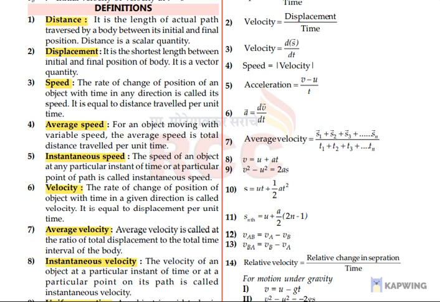Next, instantaneous velocity. The velocity of an object at a particular instant of time or at a particular point on its path is called instantaneous velocity.